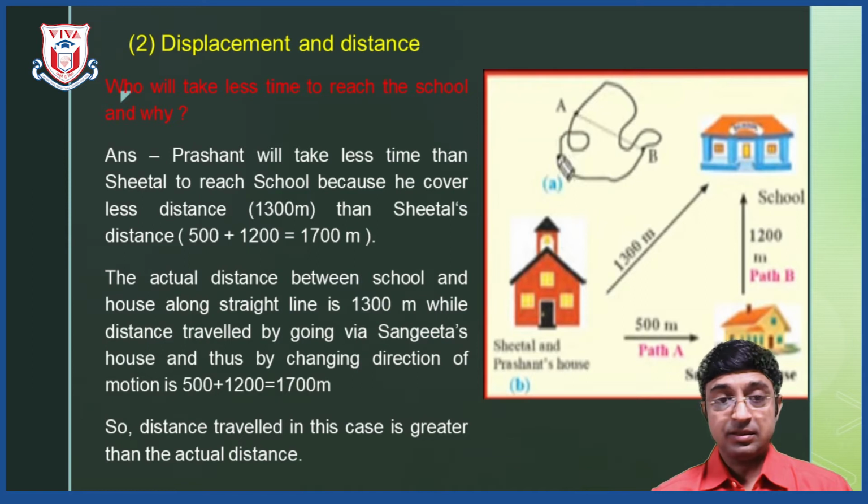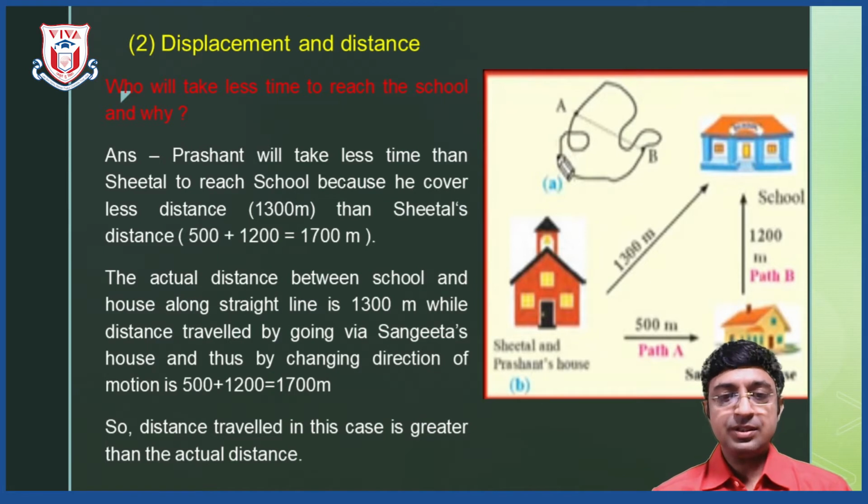Now see there. Answer. Prashant will take less time than Sheetal to reach school because he covers less distance, that is 1300 meter, than Sheetal's distance. What is Sheetal's distance? 500 meter plus 1200 meter is equal to 1700 meter, because Sheetal used the path A and after that path B, but Prashant directly reached the school through the straight line path, that is 1300 meter.